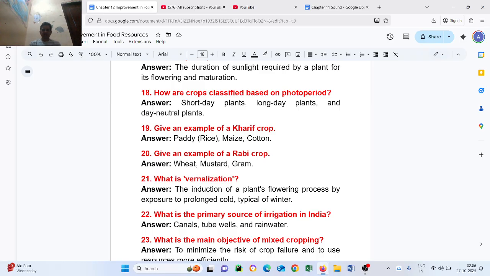Question number 20. What is the primary source of irrigation in India? Canals, tube wells, and rainwater.